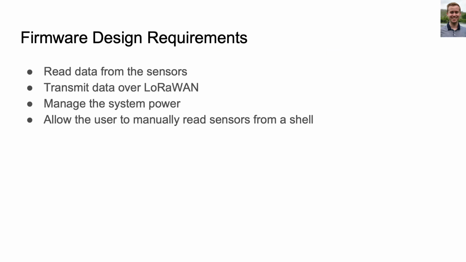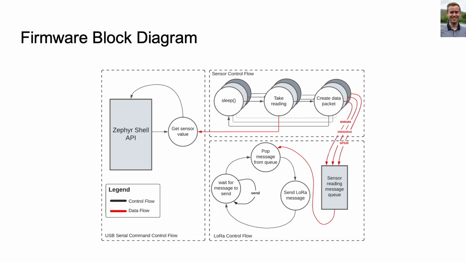We will now go over the firmware. For the Aether node firmware, our design requires that we are able to read data from the sensors, transmit that data over LoRaWAN, perform power management for the system, and allow the user to read sensor readings from a shell. Here is a diagram showing a high-level overview of the operation of the Aether node firmware. Note that the black arrows in this diagram indicate control flow, while the red arrows indicate data flow.